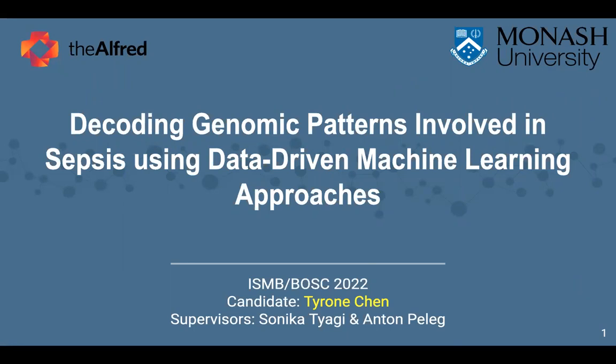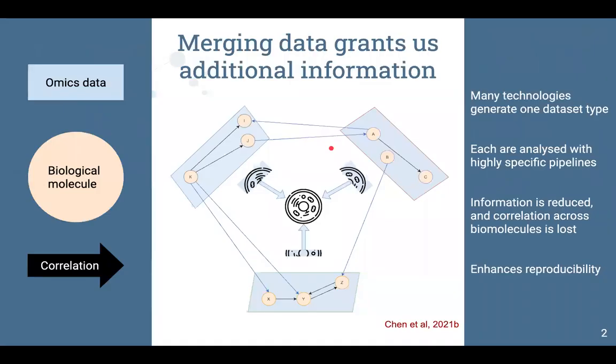And today I will talk about decoding genomic patterns involved in sepsis using data-driven machine learning approaches. Data from multiple omics technologies is very common nowadays. Different blocks of omics data are shown in blue here. For example, there could be a proteome, metabolome, and transcriptome. Features are shown in orange, the individual biomolecules associated with each omics data. For example, there could be individual transcripts, proteins, or metabolites.